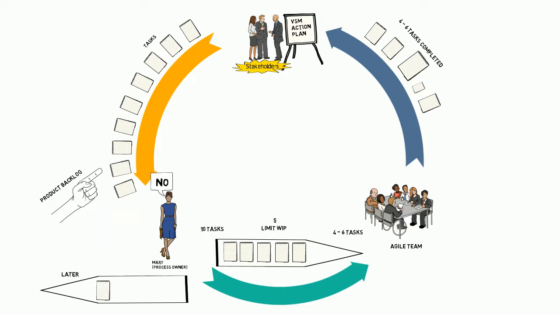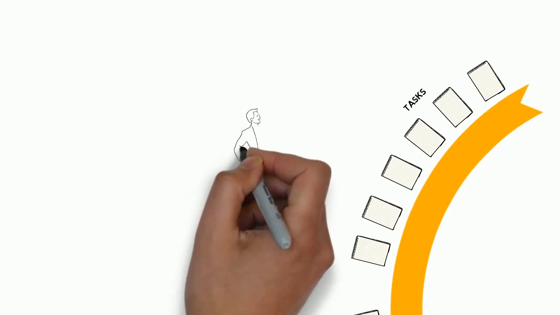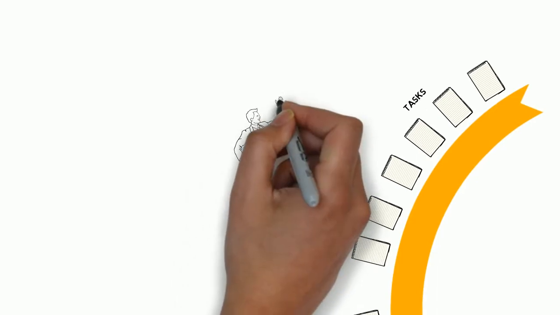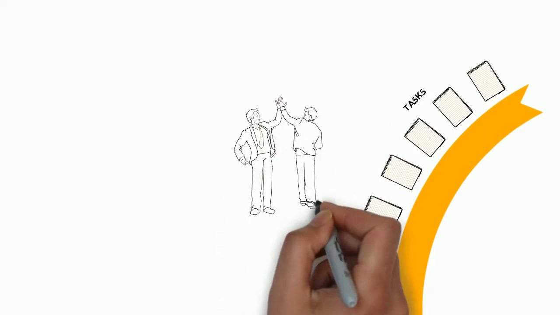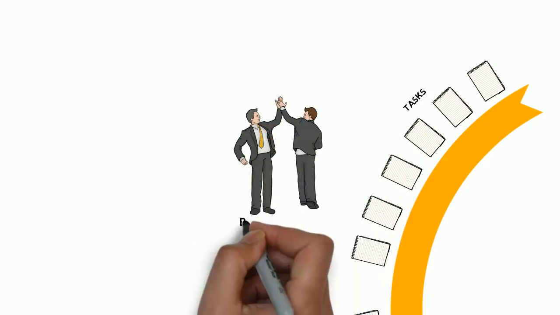The process owner decides what goes in and what goes out. The product owner also decides the sequencing. What do we do now? What do we do later? And how long does that backlog need to be? That's a hard job. So Mary does not do it alone. She does it in collaboration with the team and stakeholders.